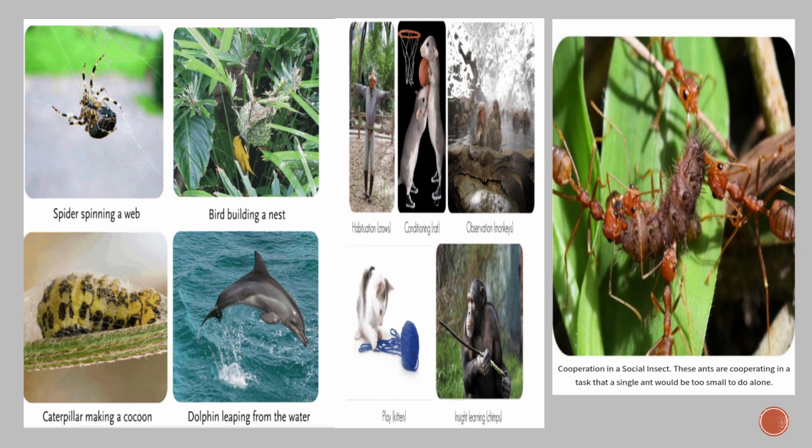This picture deals with a variety of behaviors seen in insects like ants and caterpillar, and animals like dolphins, chimpanzees, kitten, and the birds which build the nest.